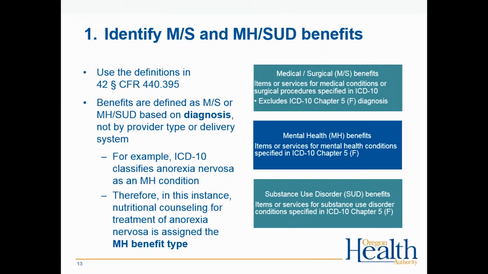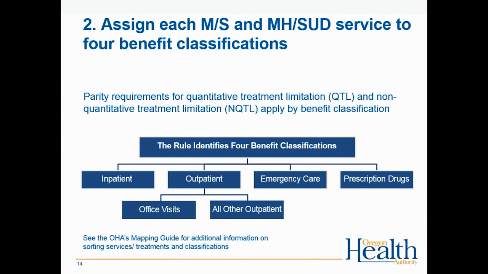So here we're looking at the idea that ICD-10 classifies anorexia nervosa as a mental health condition, and therefore in this instance, nutritional counseling for anorexia nervosa is assigned to the mental health benefit type. Now, the second part of this is assigning these mental health and med-surg services to 4 benefit classifications. So the parity requirements for QTLs and NQTLs follow this pattern. The rule identifies these 4 classifications, again, inpatient, outpatient, emergency care, and prescription drug, and that's going to be a fairly familiar set by the time we're done with this presentation and this process.